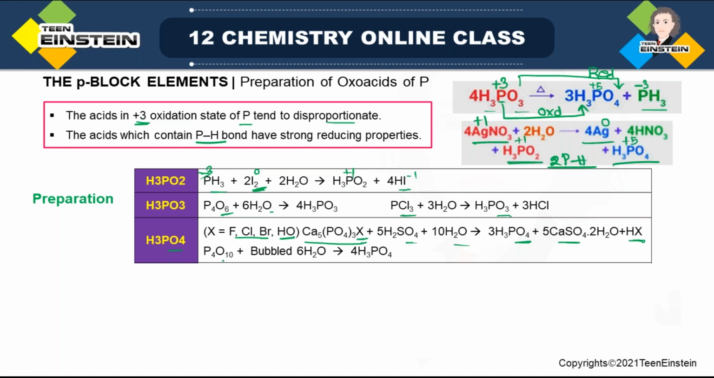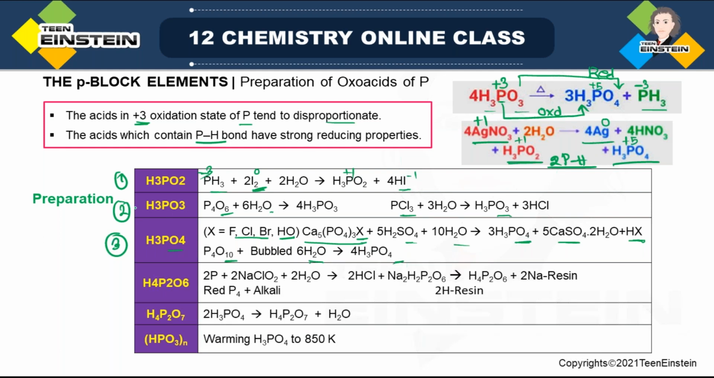Another method is, you take another oxide of phosphorus, which is P4O10. Remember, it is the dimer of P2O5, and you add H2O. That means this is also hydrolysis, and you are getting H3PO4. This is the third oxoacid. The next, number 4, is H4P2O6.